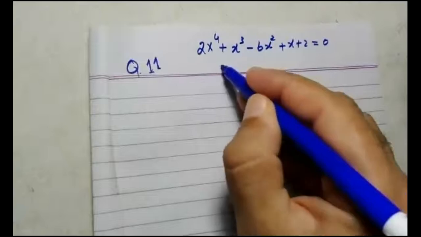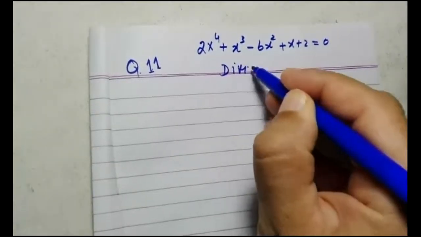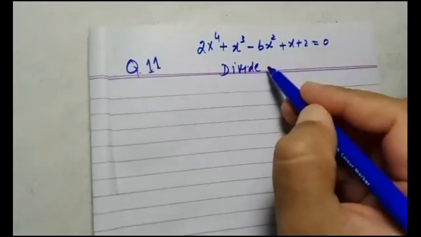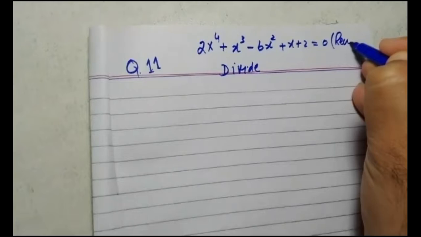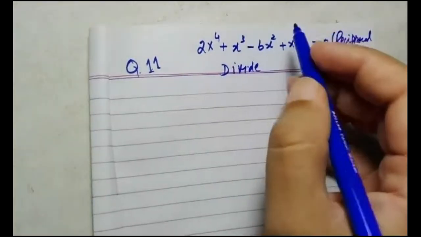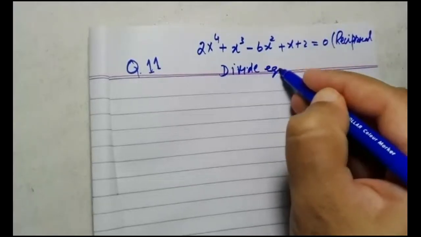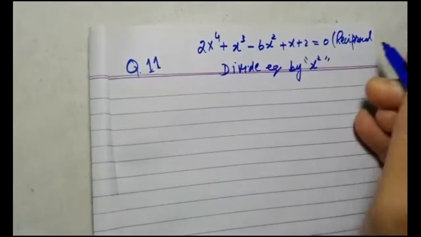What will you do? Because this is x to the power 4, you have to keep in mind that you divide this type of equation, this type of reciprocal equation, by x square. This is called a reciprocal equation. Let me finish the question first, and I will explain. Divide the equation by x square on both sides.